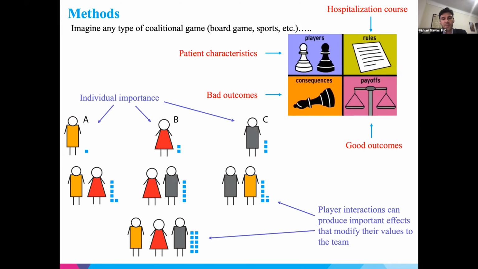So in the same way, we can apply these principles to medicine, whereby a patient's hospitalization is the game, the patient's characteristics are the players, the rules could be the protocols or the procedures run in the hospital, and the outcomes are basically the outcomes.